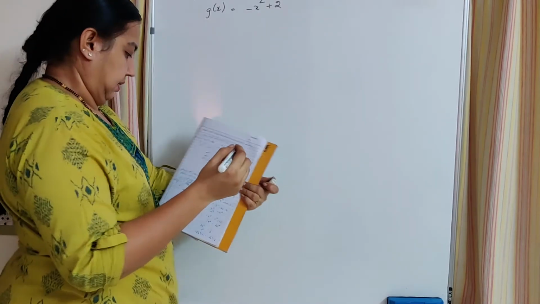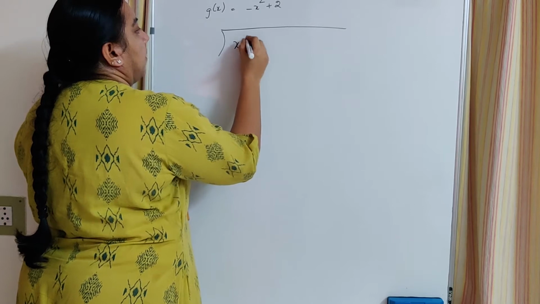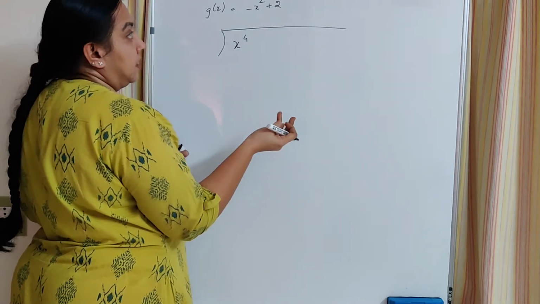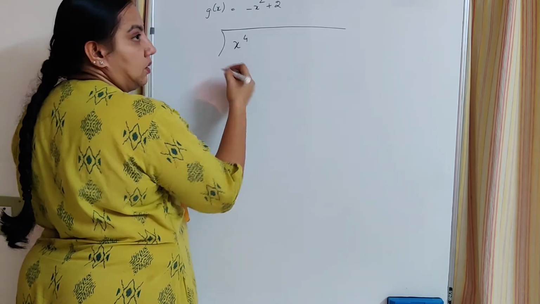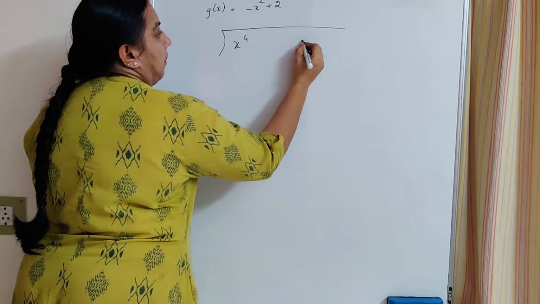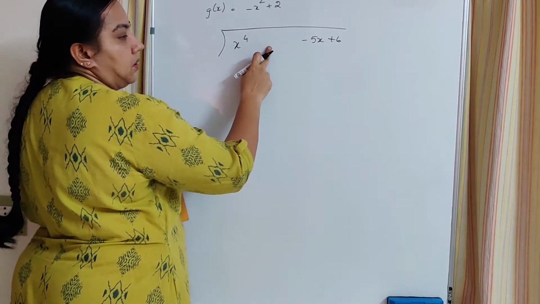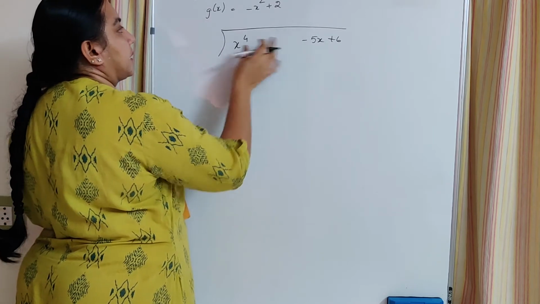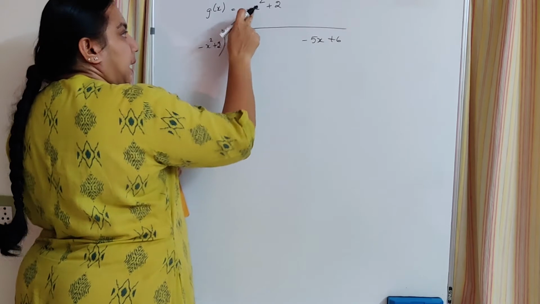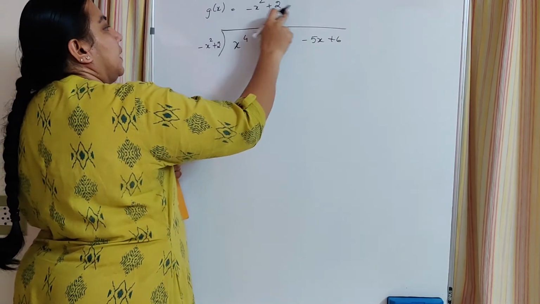We'll write it as x power 4, x cube term is missing, x square term is missing. So I can add 2 zeros, or I can leave 2 spaces. Okay, minus 5x plus 6. As in the earlier sum I wrote 0, for this sum I am just leaving space. Okay, here minus x square plus 2. Again I am arranging it as per the descending order of the degrees.